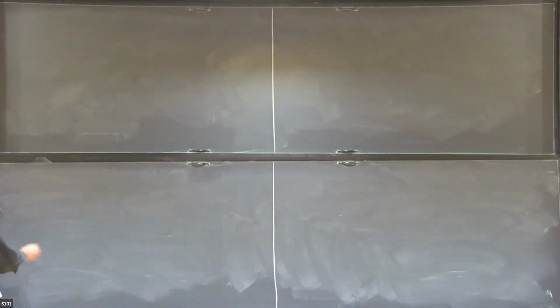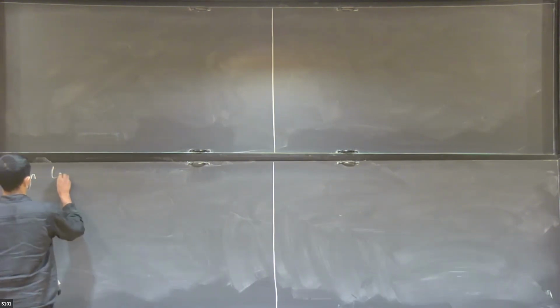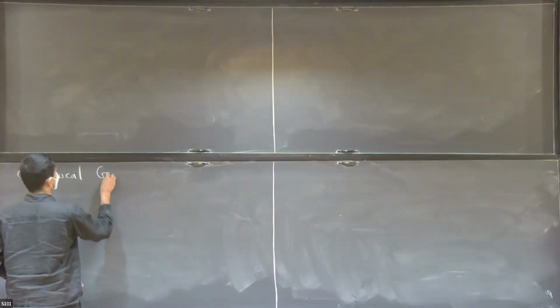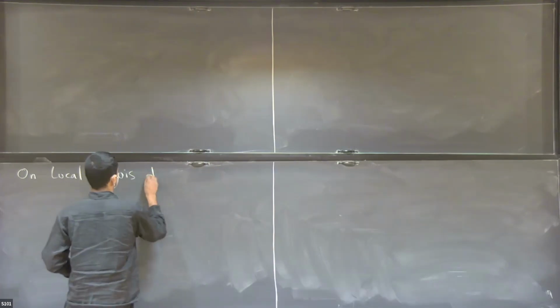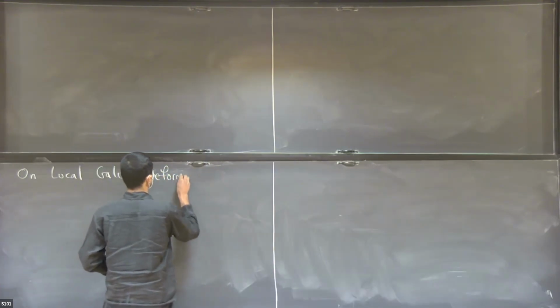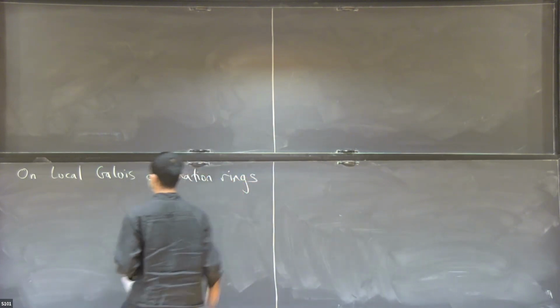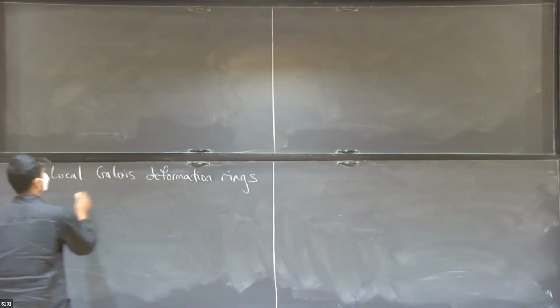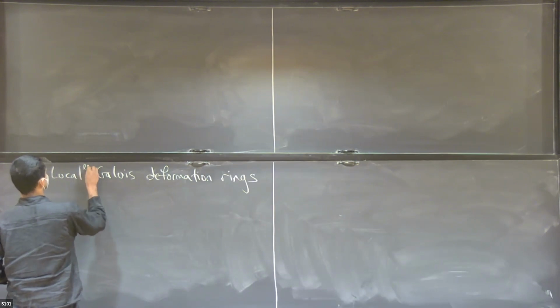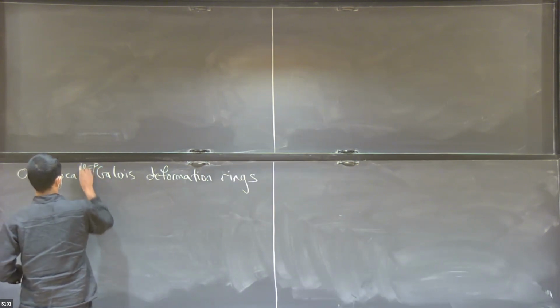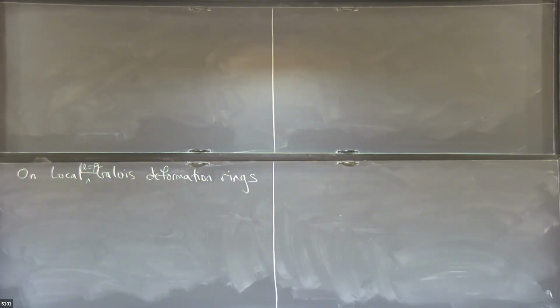Yeah, so as Sam said, I'm going to talk about, so the title of my talk is on local Galois deformation rings. And as Sam said, which I didn't put in my title, I'm going to explain what this means in a bit, but this is local L equals P Galois deformation rings, to distinguish the primes.